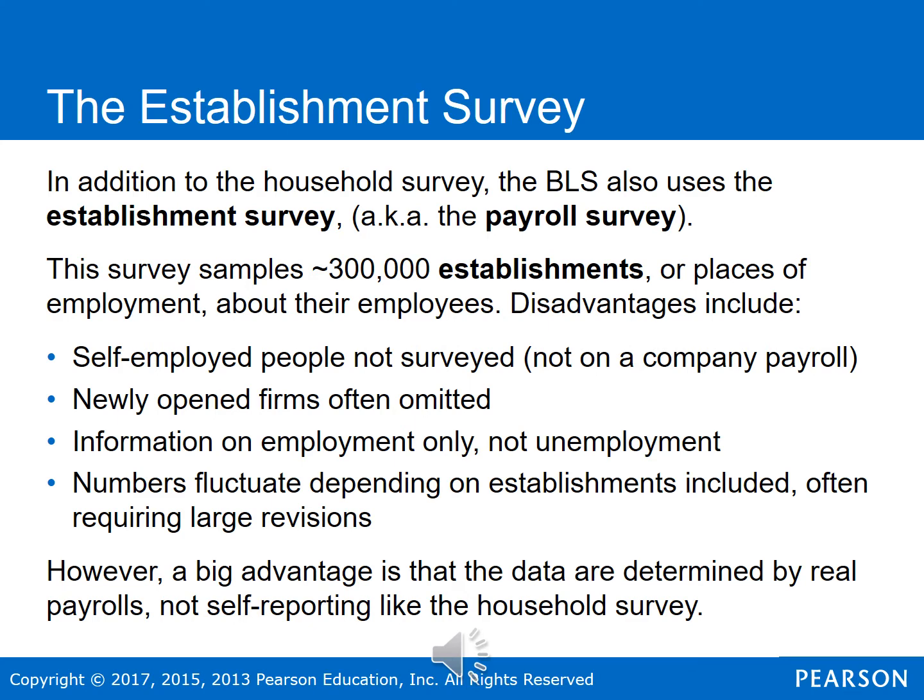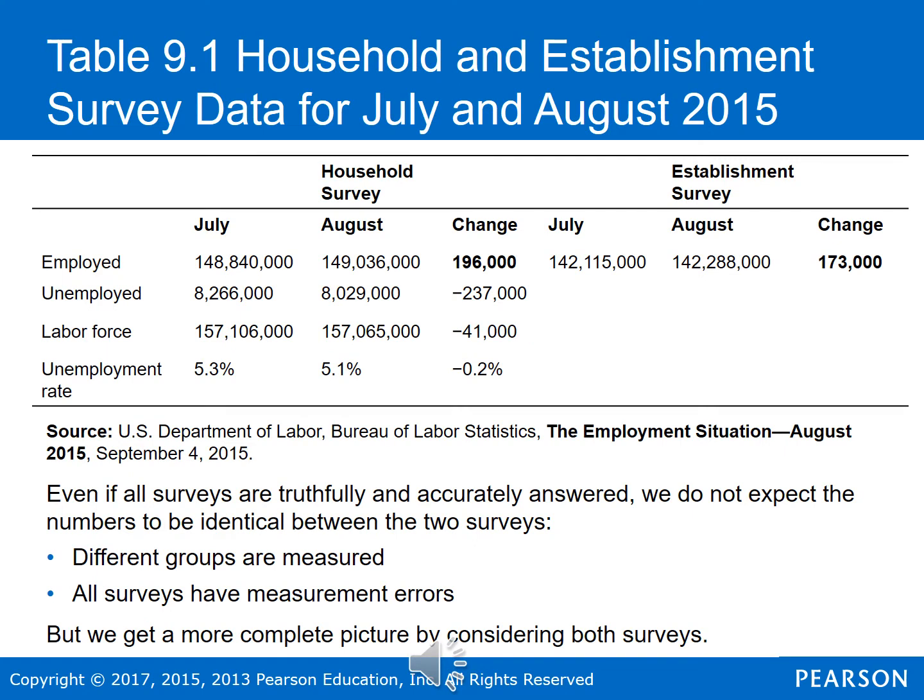There's less verification than there is actually surveying the places where these people work. So on this slide, we have the household and the establishment survey data for July and August 2015. The first thing you'll notice, if you look at the number employed, is that the household survey has a higher number than the establishment survey. For July, there's 148 million employed in the household survey, and for the establishment survey in July, there's 142 million.